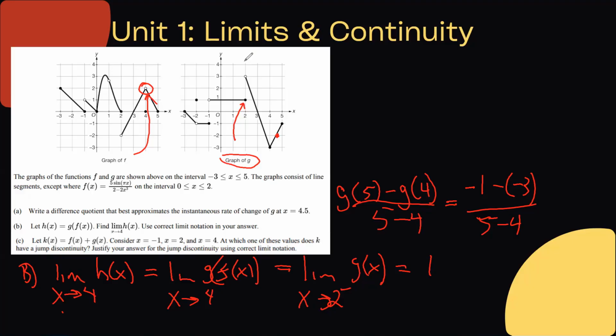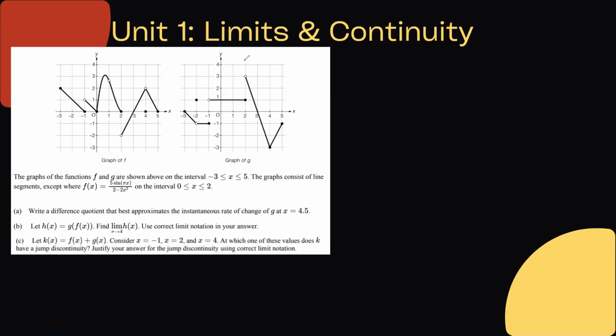Now let's jump into part C. Let k of x equal f plus g. Consider -1, 2, and 4. At which one of these values does k have a jump discontinuity? Justify your answer for the jump discontinuity using correct limit notation.